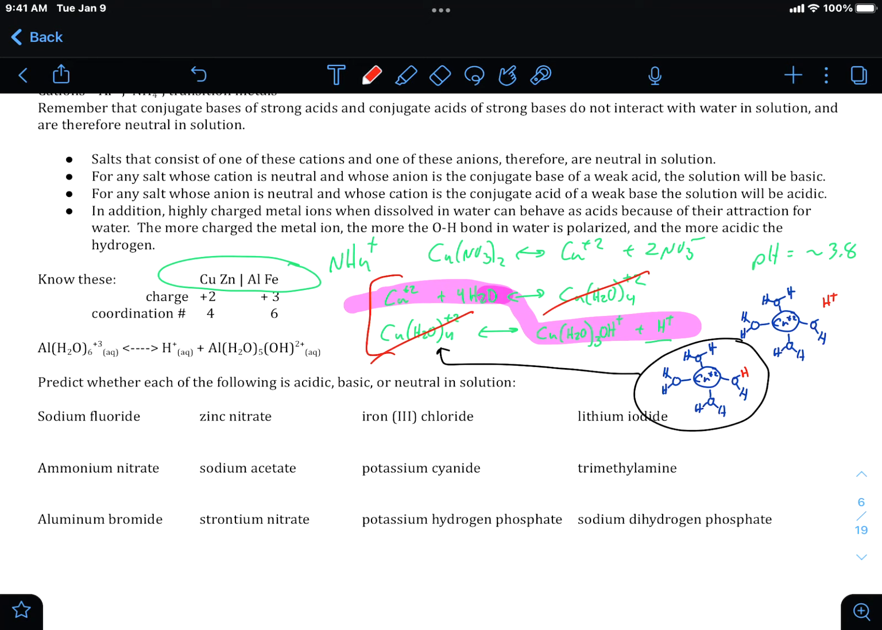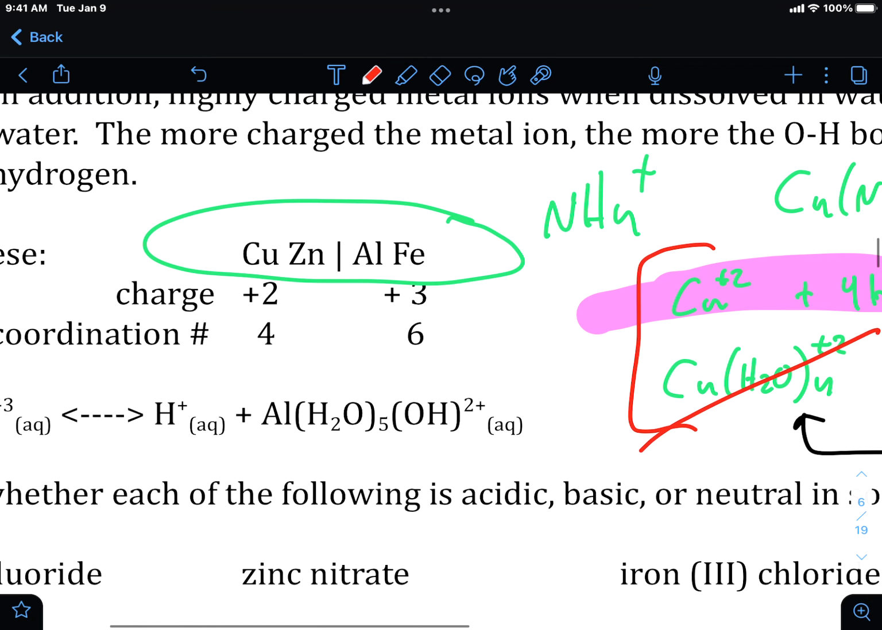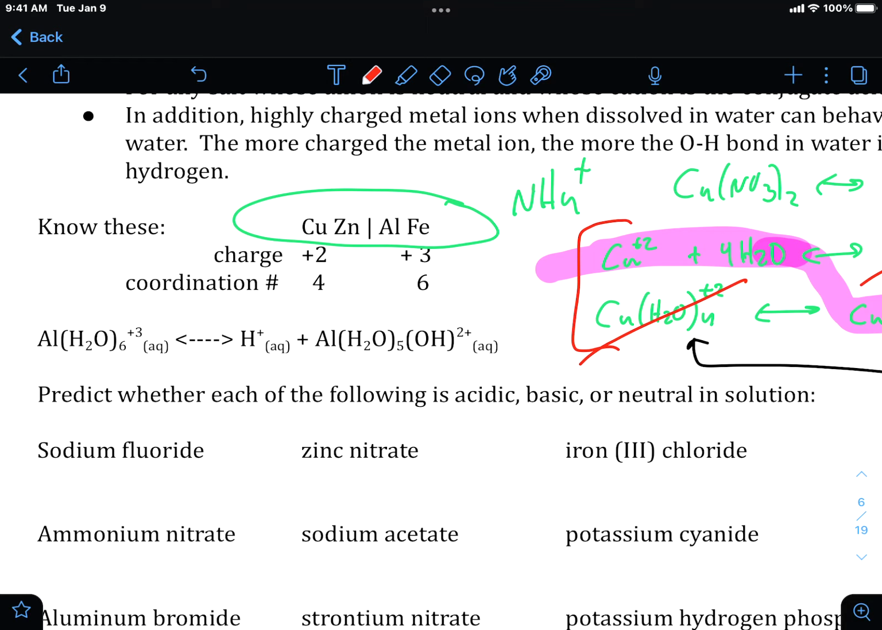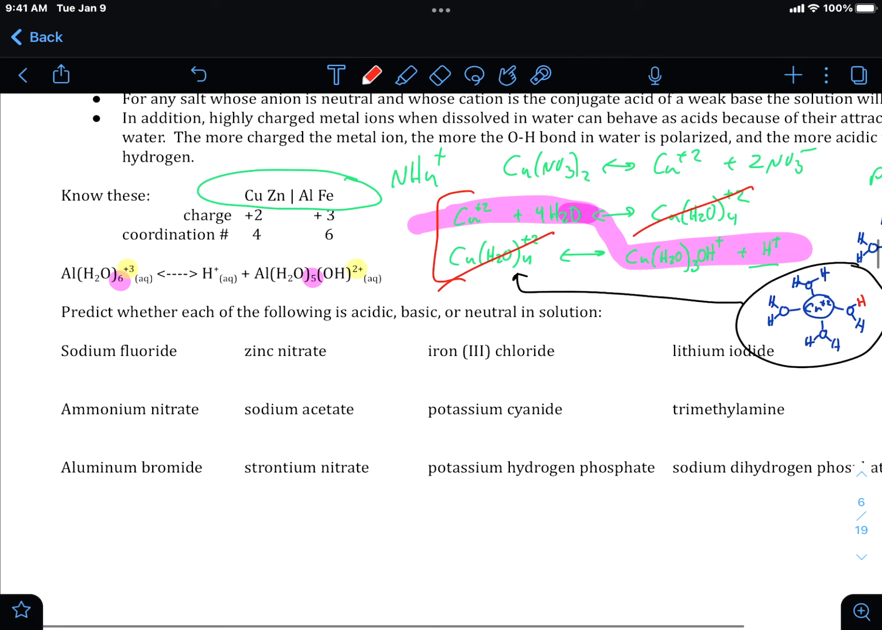All right, what if it's aluminum and iron? Well, notice the charge on aluminum and iron is +3 and +6, and therefore the coordination number is different. It's now 6 instead of 4. The same process happens. The only difference is you start with a different number of waters at the beginning, and your charge is different. But the process is the same, and the writing of the equation looks very, very similar, but instead of reacting with 4 waters, you react with 6 waters. Okay, so like this, okay? Well, actually, just like this, right?